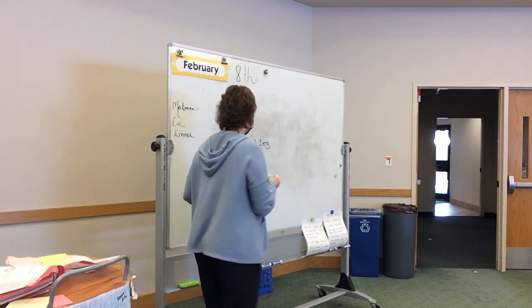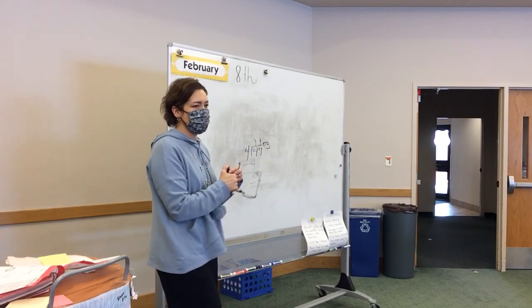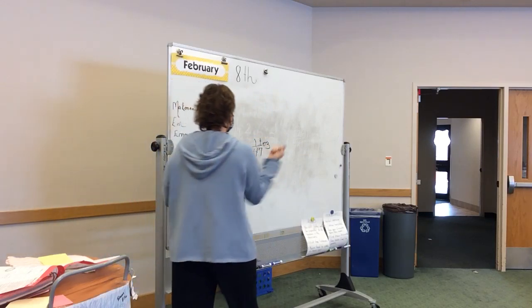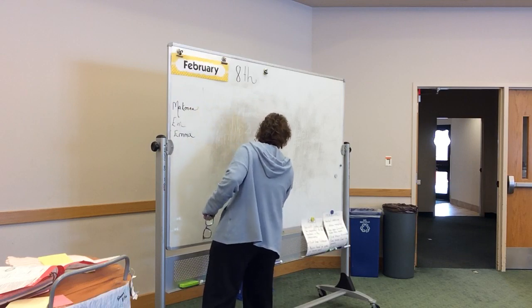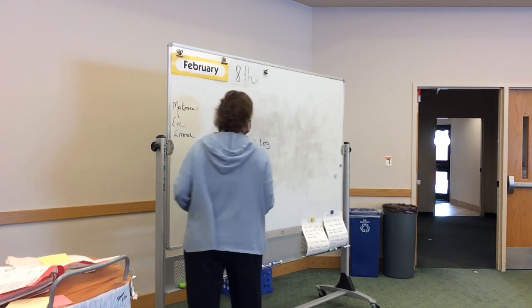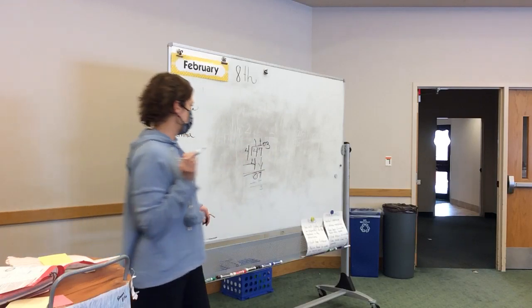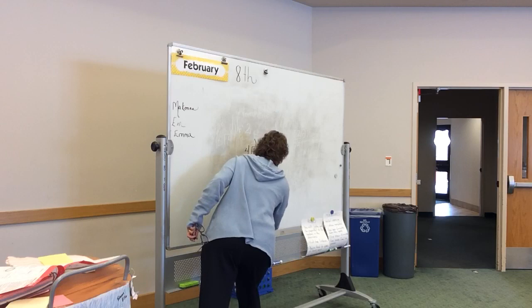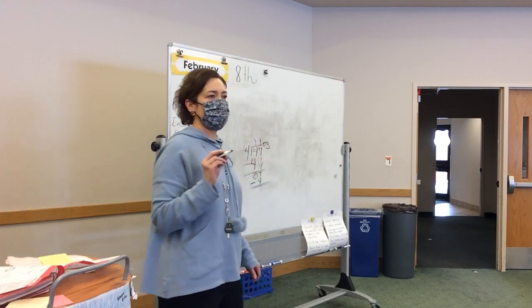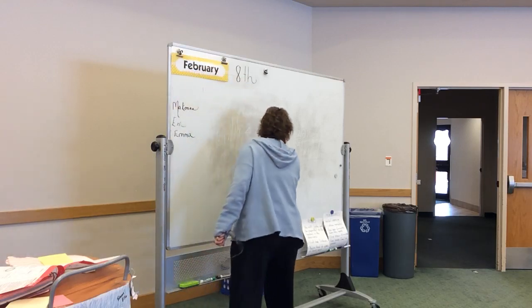So how many times does 4 go into 4? 1. So we take 4 down, we subtract it to 0, move the 7 down. How many times does 4 go into 7? 1. So we subtract the 4 from the 7. What is 7 minus 4? 3. Remainder 3.